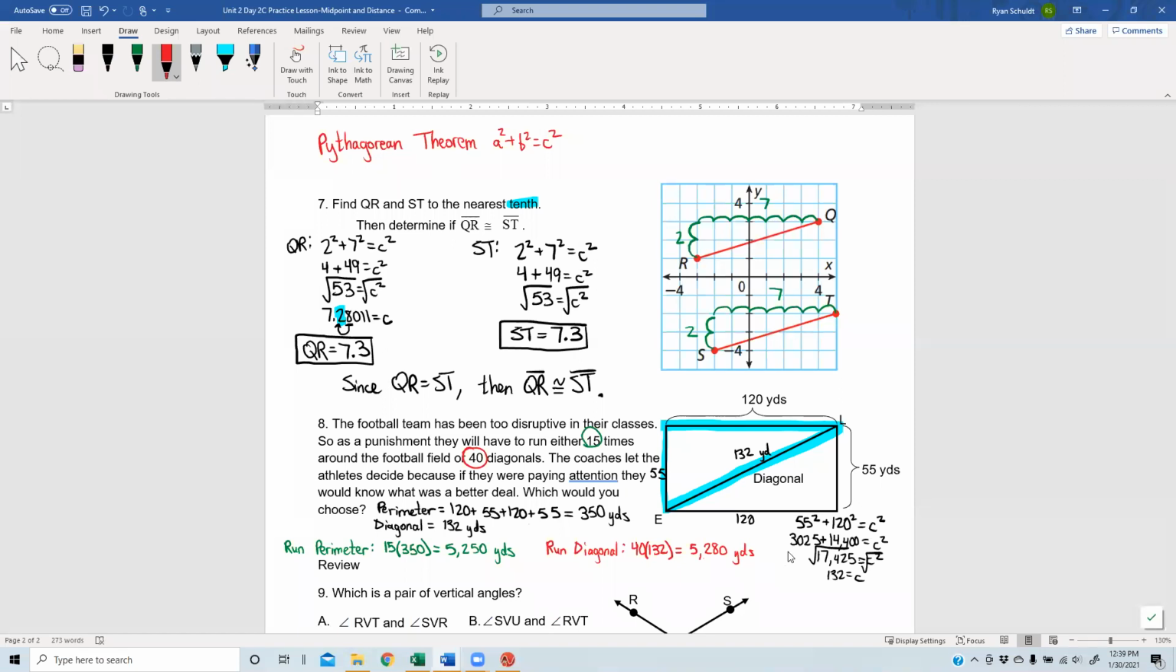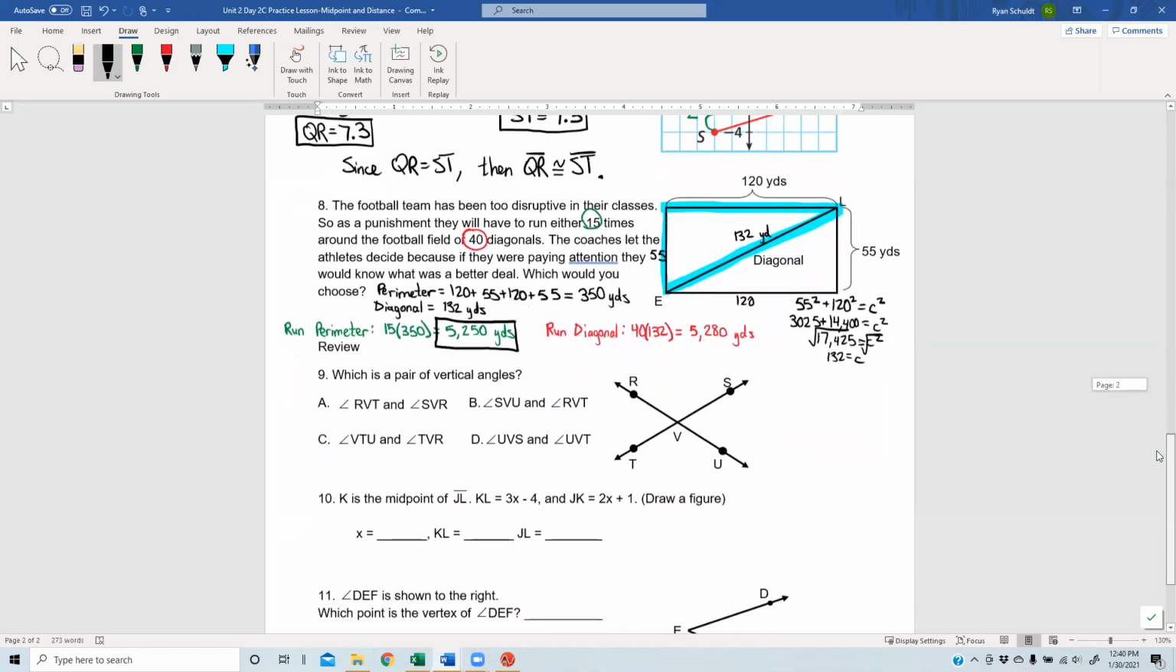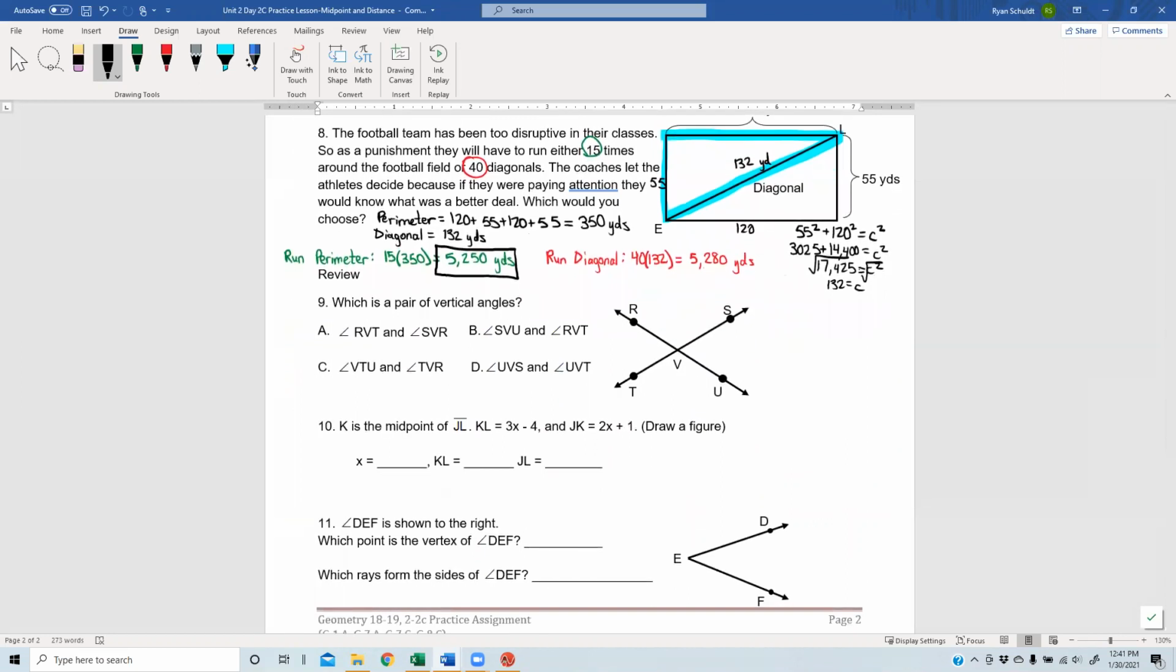So, which one should you pick? You're going to go with running the perimeter. That was the better deal. Only about 30 yards, but it was still the better deal between the two. Okay, so that was material from this chapter so far. We've only covered 2 days of it, so there's not much there. Let's look at a few review questions.